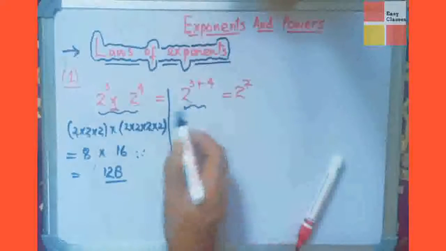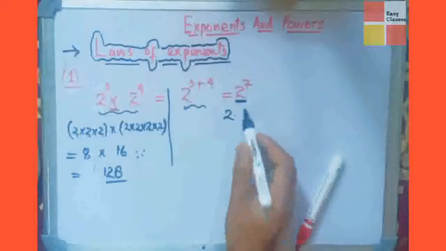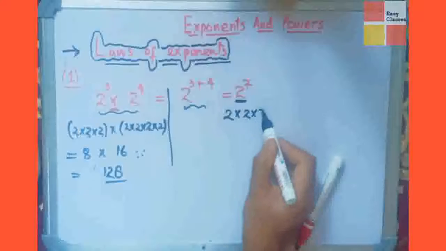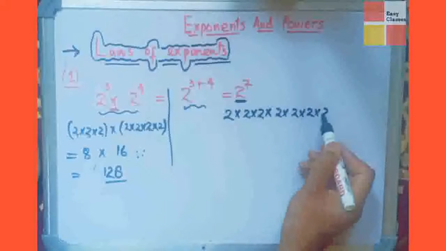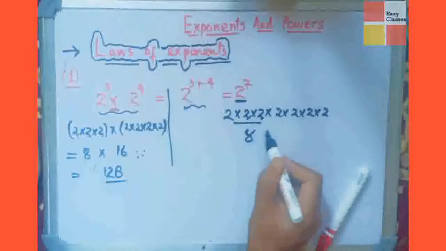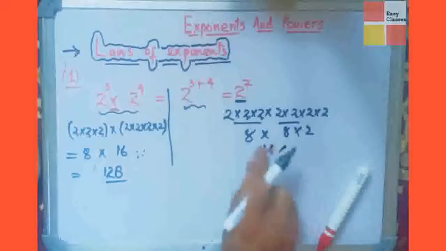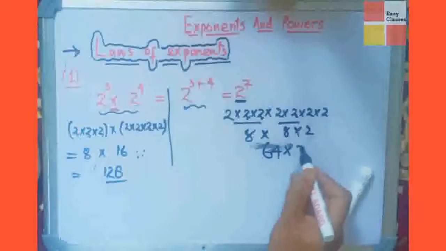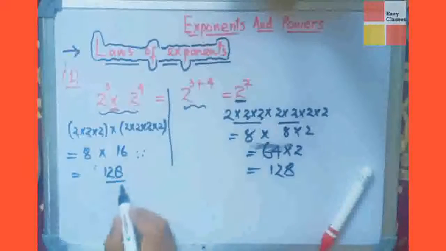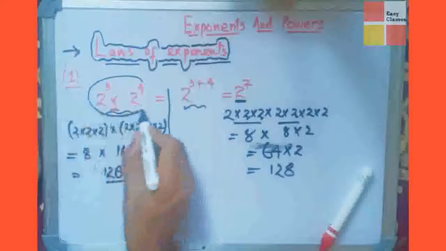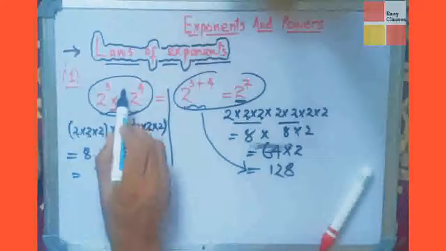Right, now let's try to find the value of this. 2 raised to power 7 means 2 is written 7 times: 1, 2, 3, 4, 5, 6 and 7. 2 2s are 4, 4 2s are 8, 2 2s are 4, 4 2s are 8, 8 8s are 64, into 2. So that is equal to 128. So you can see that the value of this is equal to 128, and the value of this is again equal to 128. So we can say that this is equal to this.